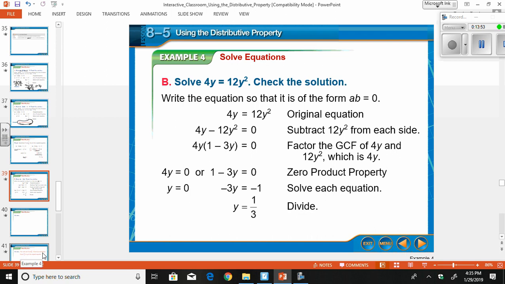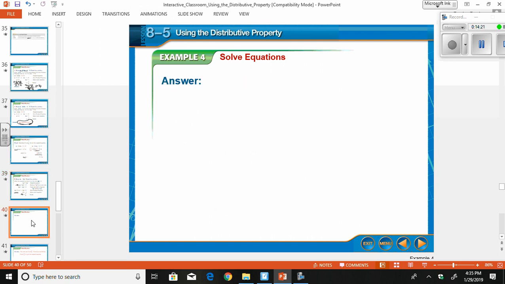Let's see. So here, solve 4y equals 12y squared. If we want to solve and check our solution, the first thing we do is we get everything on one side of the equal sign. So this will be 4y minus 12y squared. Then they took out the 4y because that's what they have in common. And we're left with 4y equals 0. So solve for y, you get y equals 0. 1 minus 3y. Solve for y, you get y equals 1/3. We're going to plug them back in and make sure that they are correct.